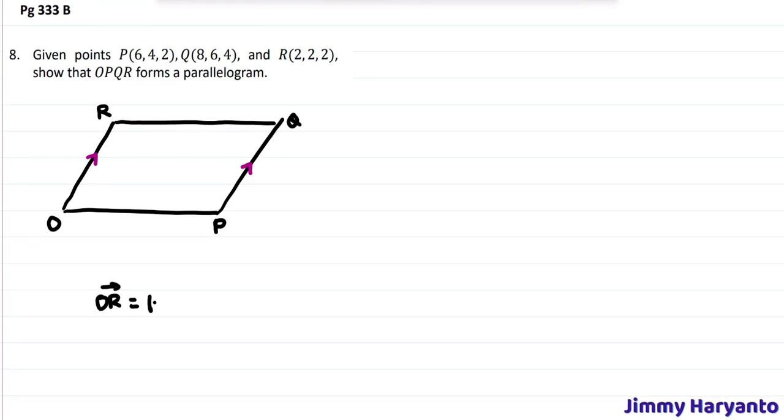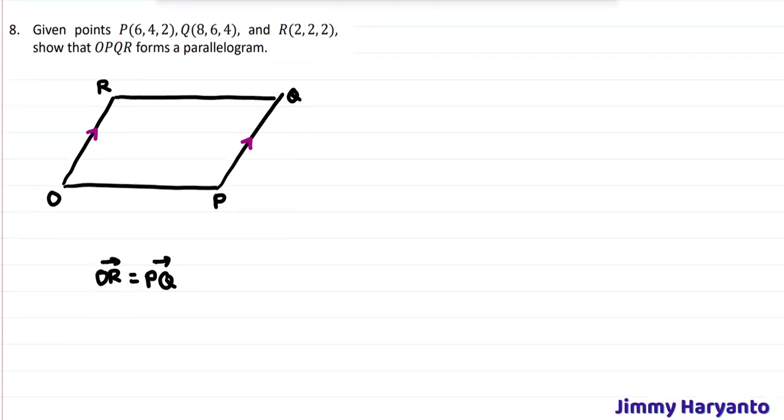So OR, and also because the length is the same, the length has to be the same. That means the K has to be equal to 1. That means OR has to be equal to PQ. You can say that the vectors are also equal, right? Because they are in the same direction and same length.